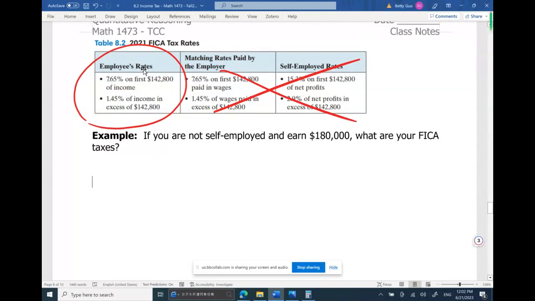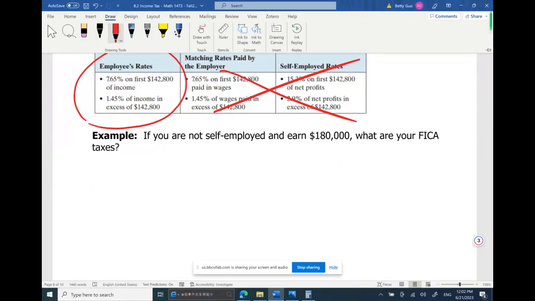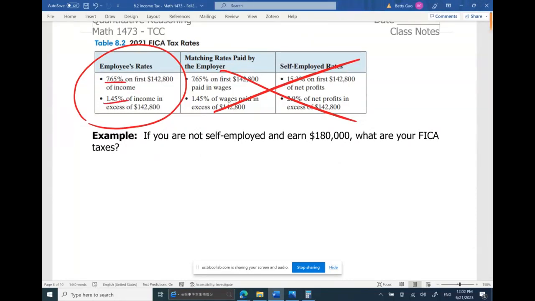The FICA tax table has two rates or two brackets. The first bracket is from $0 to $142,800, and the second bracket is from $142,801 and above. Any money beyond that, you pay 1.45%. So you are going to apply both rates because your income is high.